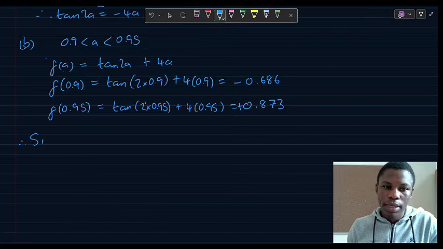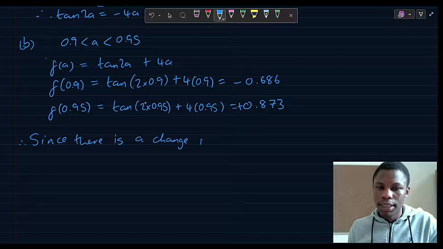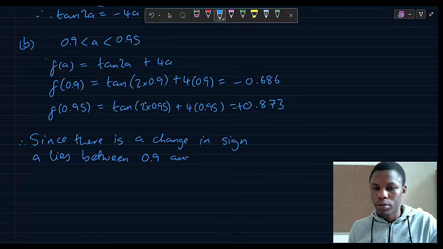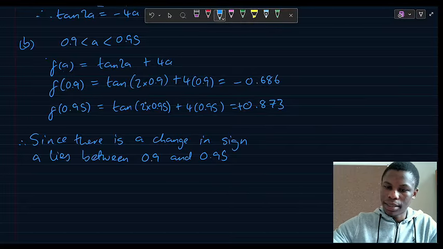So therefore, since there is a change in sign, our root a lies between 0.9 and 0.95. And that will be our final answer.